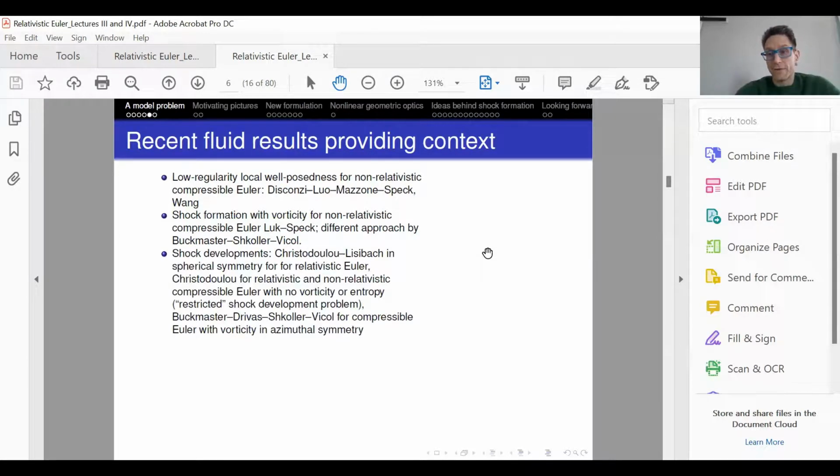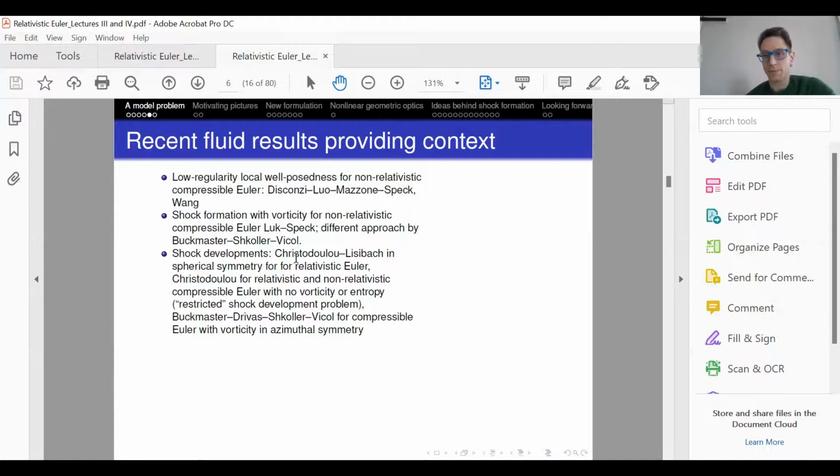Once you know that a singularity is formed, a shock singularity, of course, you would like to solve past the shock, uniquely, weakly. Christodoulou and Lisibach have done this in spherical symmetry for the relativistic Euler equations. Now, this is the paper that I mentioned earlier where you can read about the Riemann invariants. In that paper, they solved past the shock for short times using a weak formulation of the flow.